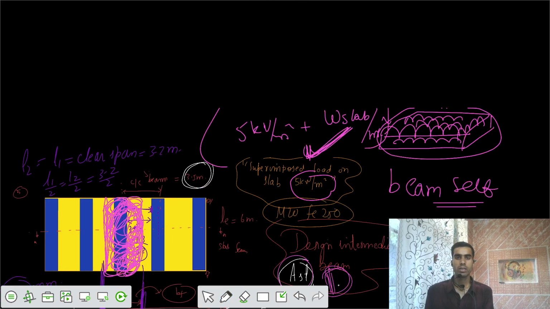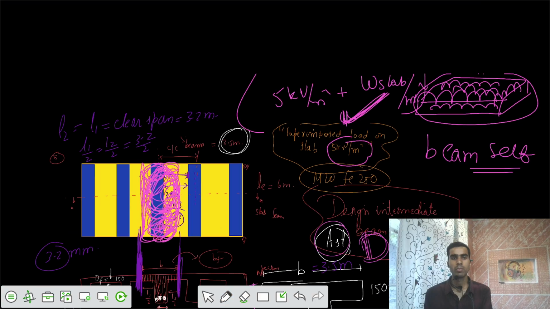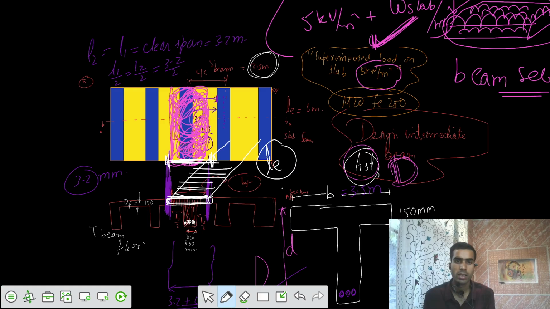Let's try to calculate the total loads on the slab. If this is the slab, what is the effective span? If there was one beam, how much slab part is taken by one beam? Can you tell me? Is this the total part of the slab that is taken by one beam? So this part of the total slab is taken by one beam, and its extension is for the length of the effective span from the back side. So this part of the total slab is taken by this T beam.